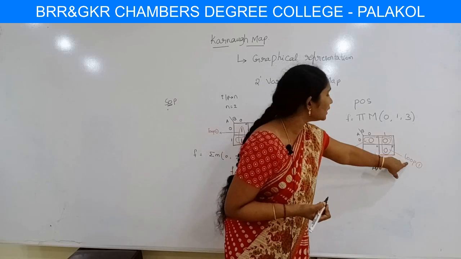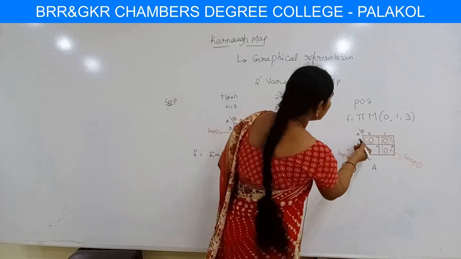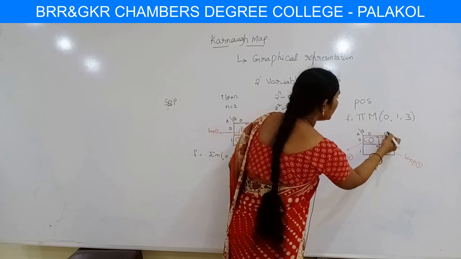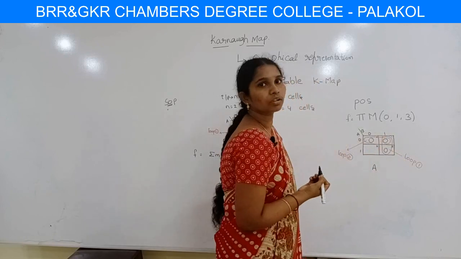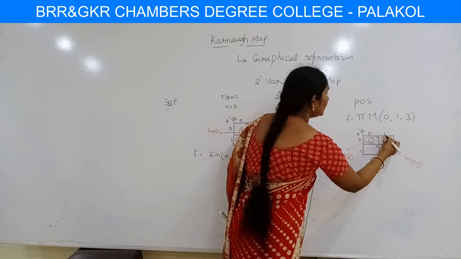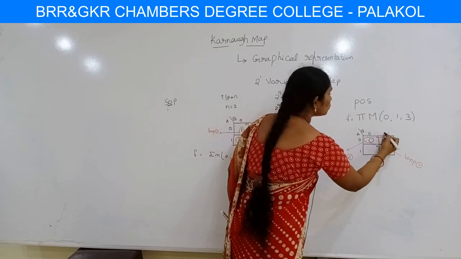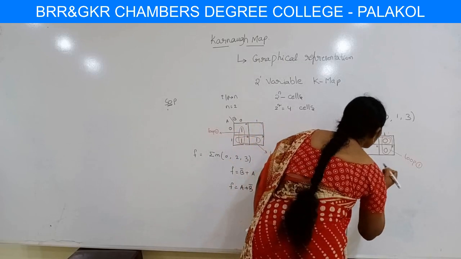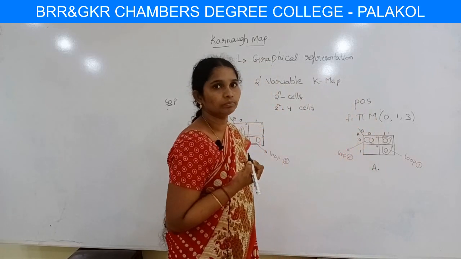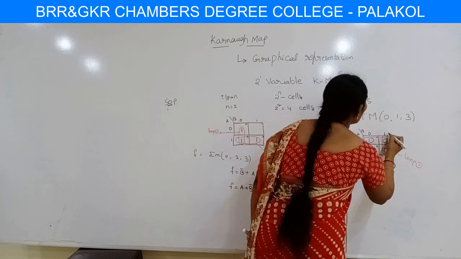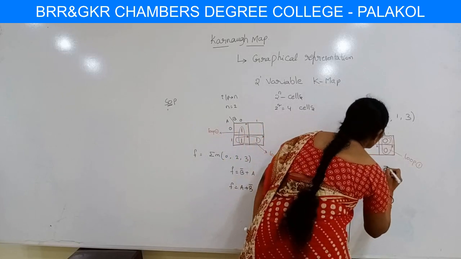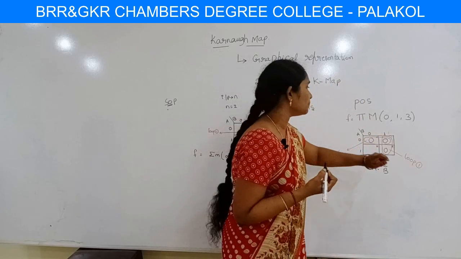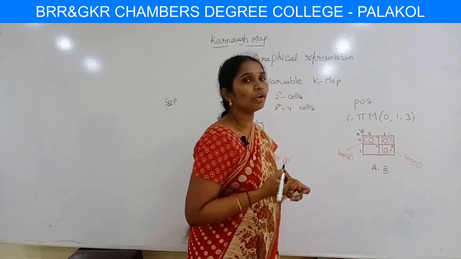Now consider loop number 1. Here these two are variable, and now consider only this one. This one is 1, so we mention here a bar, and that is nothing but B bar. So likewise you have to represent in the POS form.